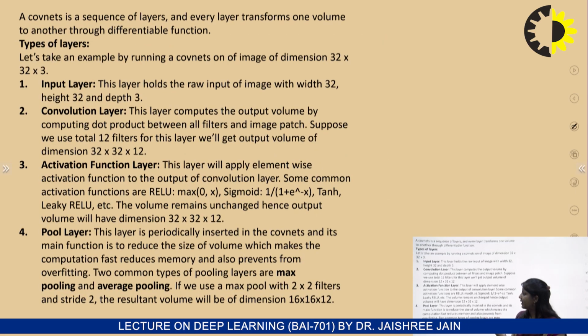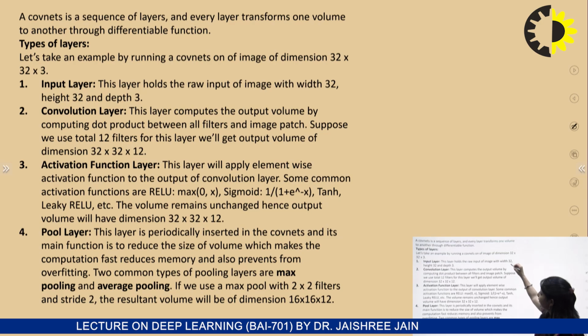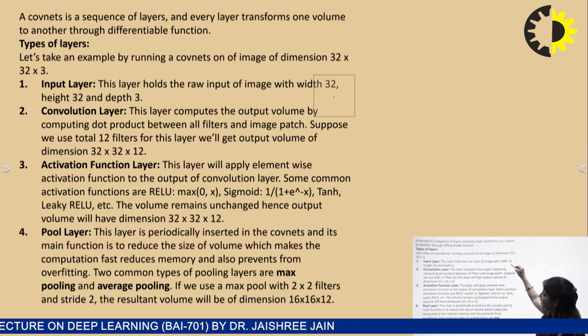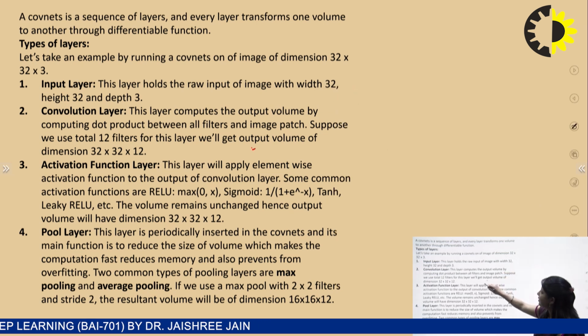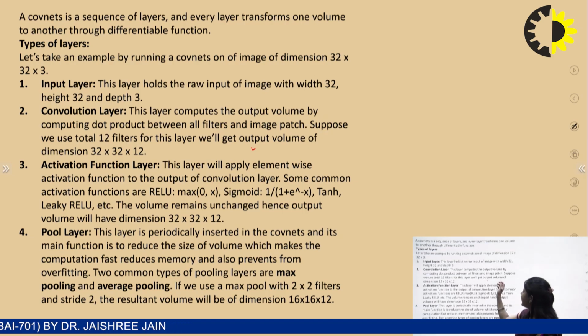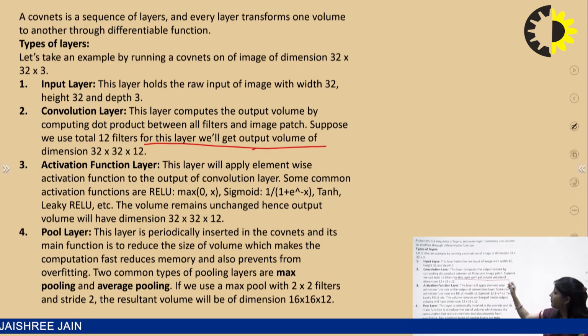As I already told, the input layer is the raw input of the image, of width 32, height 32 and depth 3. This is one example. Then the convolution layer. The convolution layer means the dot product of the filter and the image patch. If we use a total of 12 filters for this layer, we get this output volume, meaning 32 by 32 is the image size and 12 filters. So the image size is this.